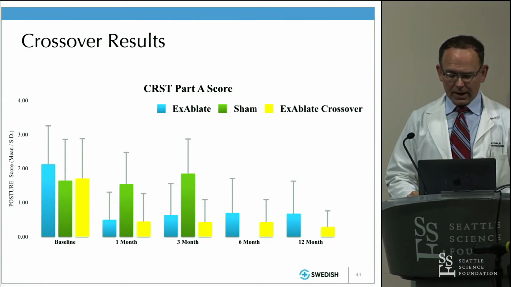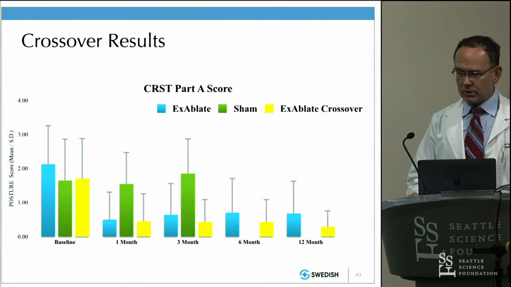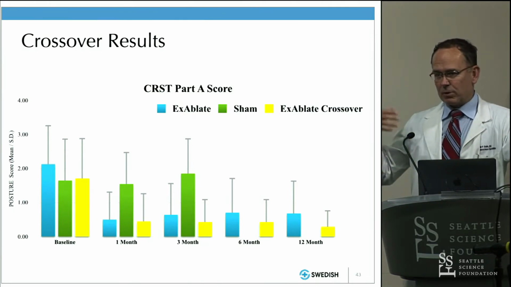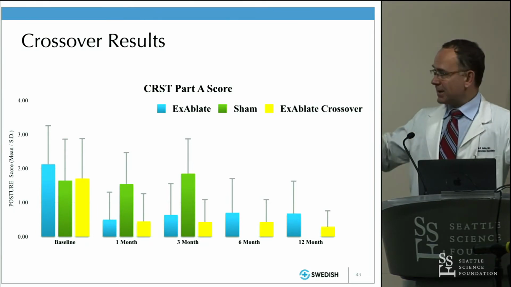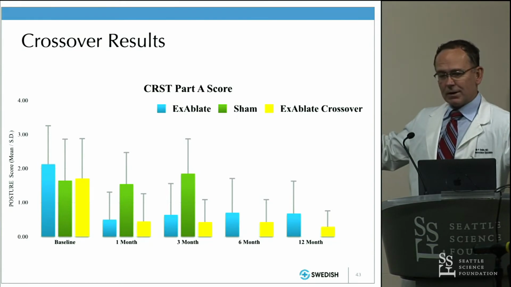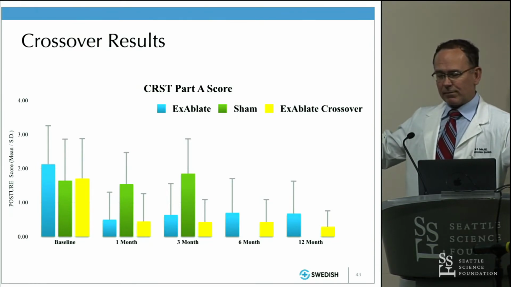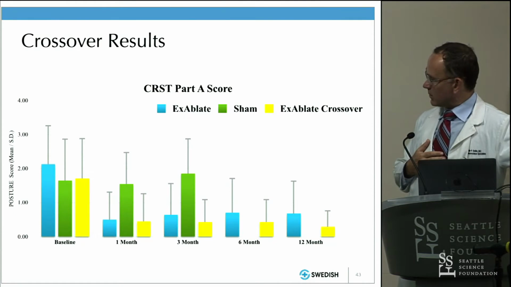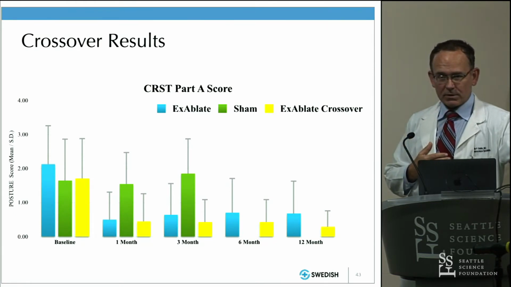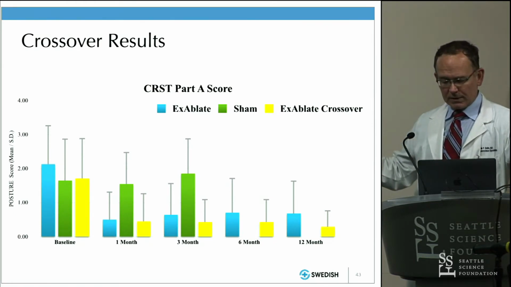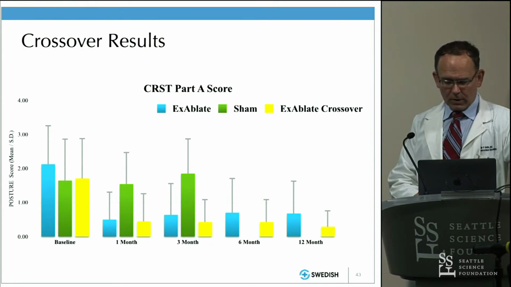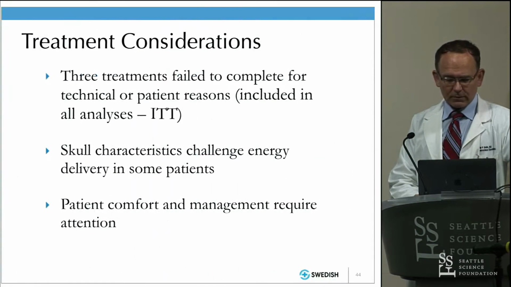This is just looking at the part A of the tremor score, which was the postural tremor and kinetic tremor. And there's about a 70% reduction in this group. And you could see that the people that were initially treated with sham and then crossed over actually did better than the people who got it right up front. Most people think that there was a little bit of a learning effect with the centers as time went on. So the people that got the sham got a more experienced treatment by the time they were treated for real. But again, they're statistically significant at 12 months out.